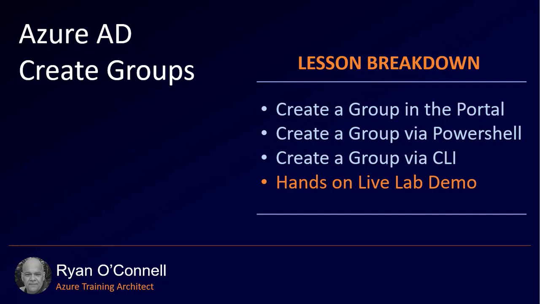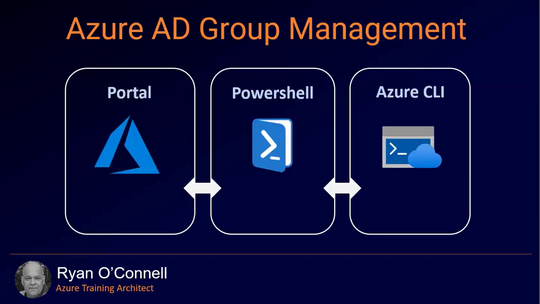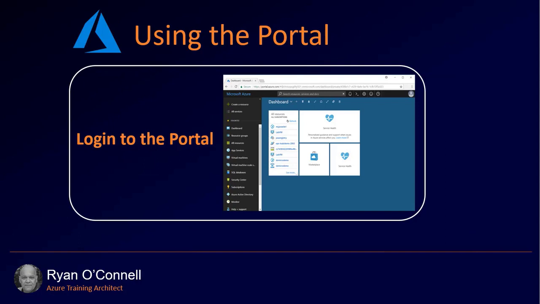In this training video, we're going to talk about the basics of how to create groups in Azure Active Directory. In order to create our groups, we can either go through the portal, create a group via PowerShell, or create a group via the CLI or bash command. So we're going to explore these three methods: the portal method, the PowerShell method, and the Azure CLI method. Obviously, using the portal method, we'd have to log into the portal and physically use the graphical interface to go and create our group.